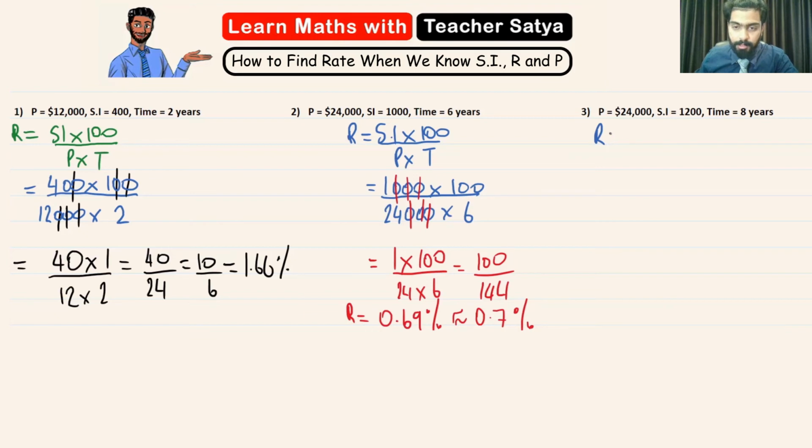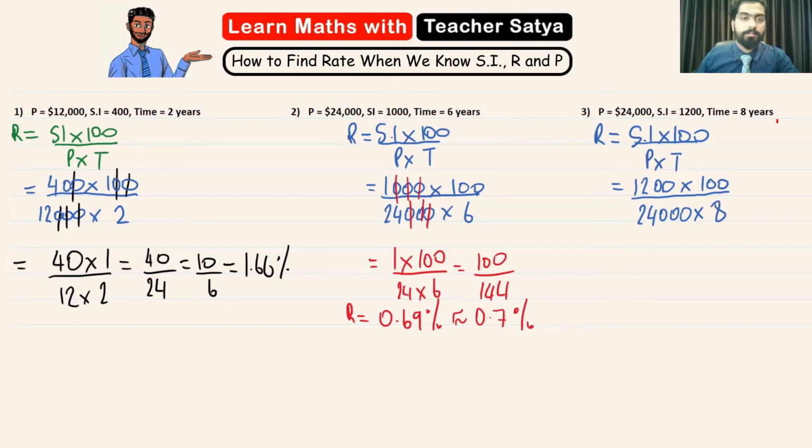Again, let's start with the formula. R is SI times 100 over P times T, right guys? Now let's substitute. SI is 1200 multiplied by 100 over the value of P is 24,000 multiplied by 8 years. Again, we are going to simplify the 0. So these two zeros can simplify each other, and this 0 will simplify with this 0. So in the numerator now we have 120 multiplied by 1 over 24 times 8.